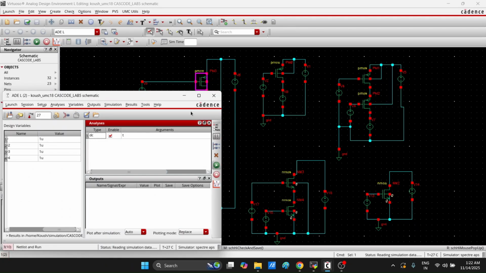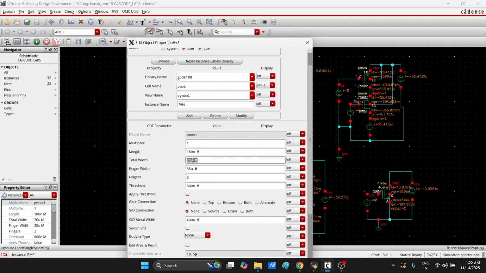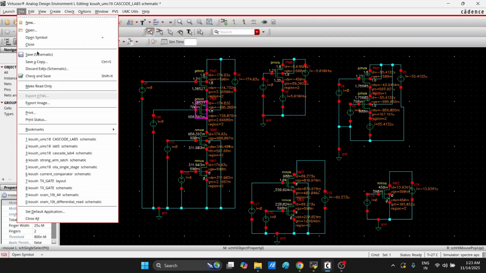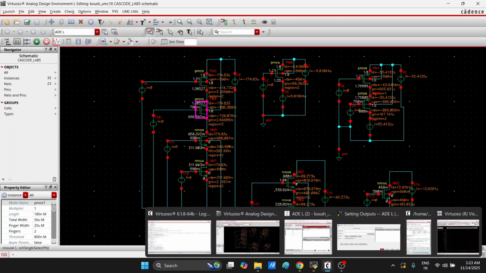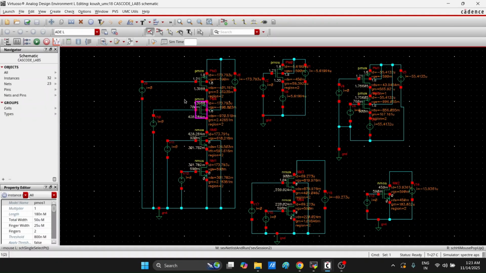Now let us see what happens when we reduce the width of the second PMOS. Earlier its width was 70 micro. Let us try to reduce the width because we want to have as low area as possible. Again we will check and save, do the dummy DC analysis and plot the DC operating points. We can see that the region is still 2 for all the transistors. Even if we reduce the width of the second PMOS, our transistors are still in saturation. In this way we can optimize our circuit more and more.